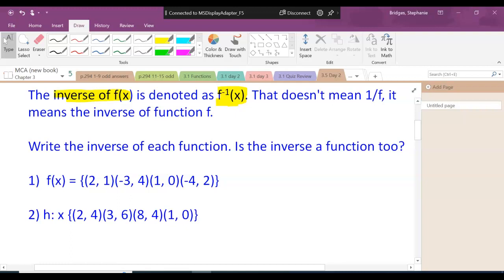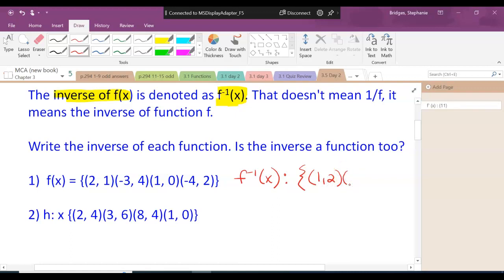Okay. So my ordered pairs are (2, 1), (-3, 4), (1, 0), (-4, 2). And again, to find the inverse, all we do is we switch our x and our y values. So f inverse of x is going to be, I'm just going to take each ordered pair and basically switch the x and the y values' positions. So if my first ordered pair is (2, 1), it would turn into (1, 2). Okay, you just switch them.